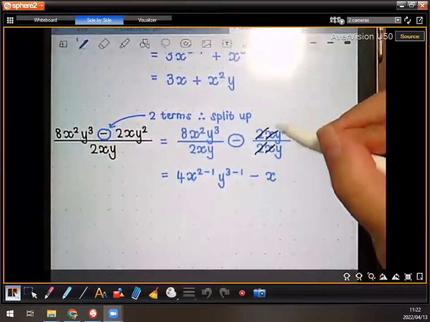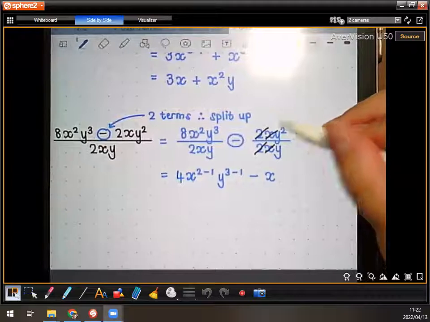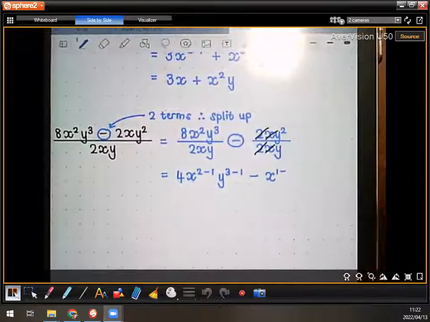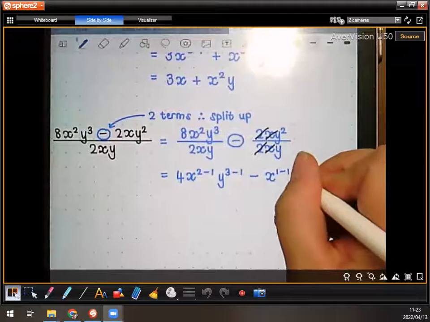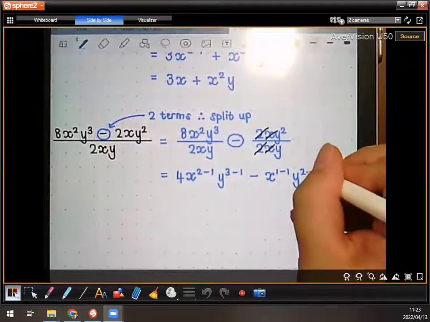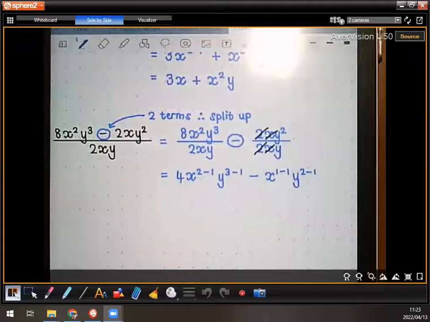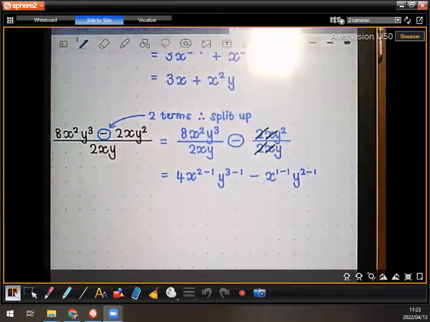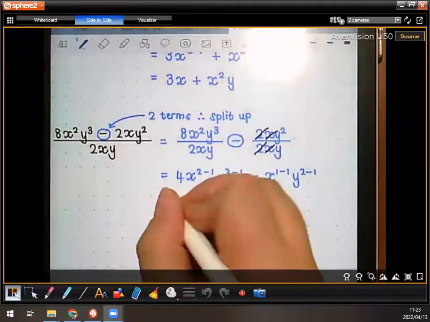X, what is the exponent of x at the top? 1. Minus, what's the exponent of x at the bottom? 1. We'll talk about that now when we actually simplify it. Okay, we're looking at the y's. At the top, we have an exponent of 2, so we minus the exponent of 1 at the bottom. So now we just need to simplify all of that.